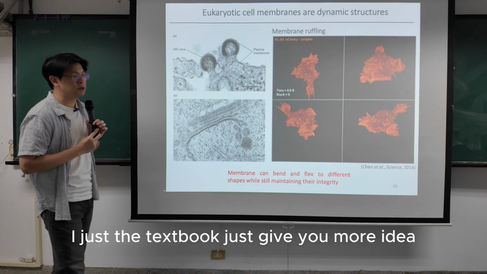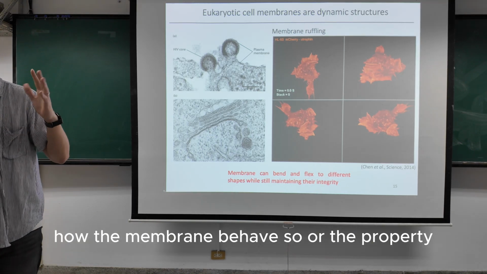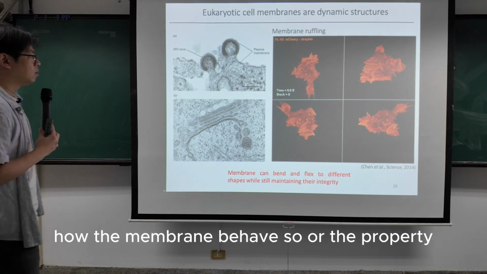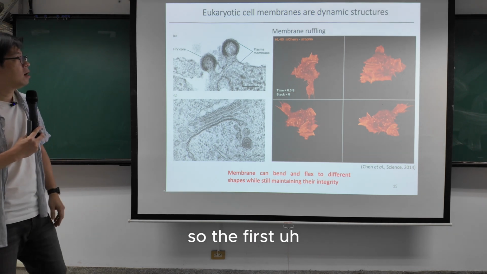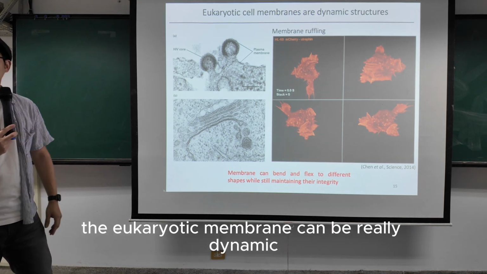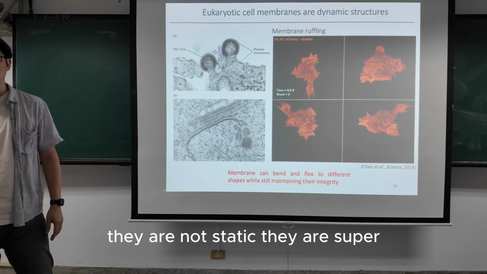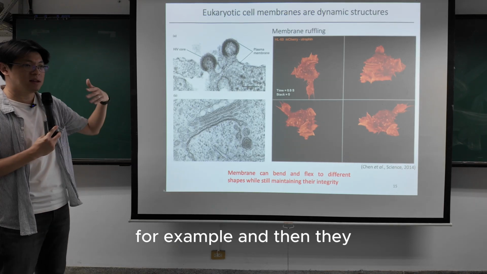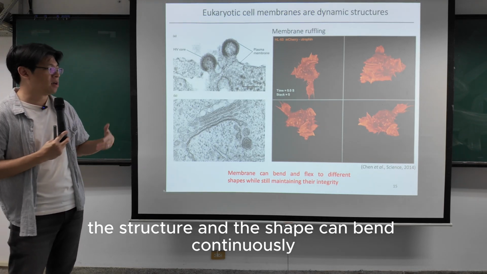Then the textbook gives you more idea of how the membrane behaves, or its properties. First, the eukaryotic membrane can be really dynamic. It is not static. It is super dynamic. The structure and shape can bend continuously.